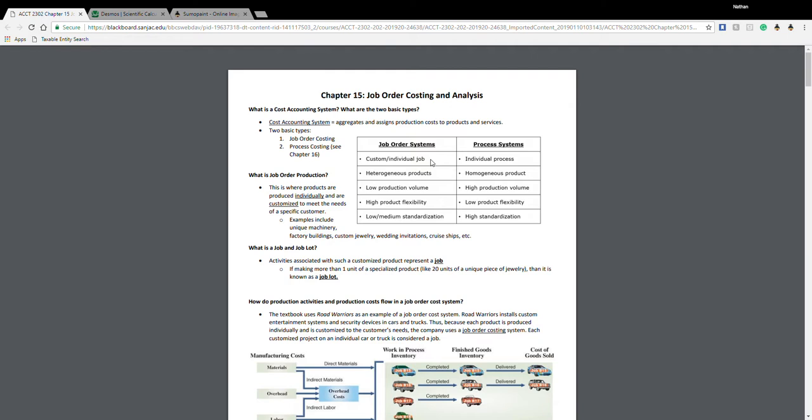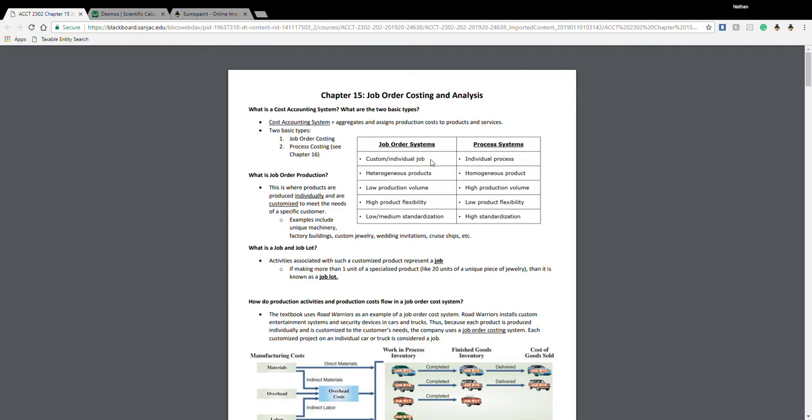is more individual process, goes through the same thing, same product, so it's very homogeneous. And it has a high production volume. This is assembly line stuff. Low product flexibility, they can't really change anything, and very high standardization. So again, job ordering is more custom, process is assembly line.